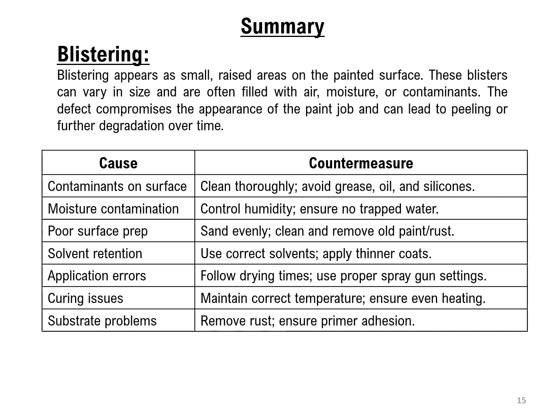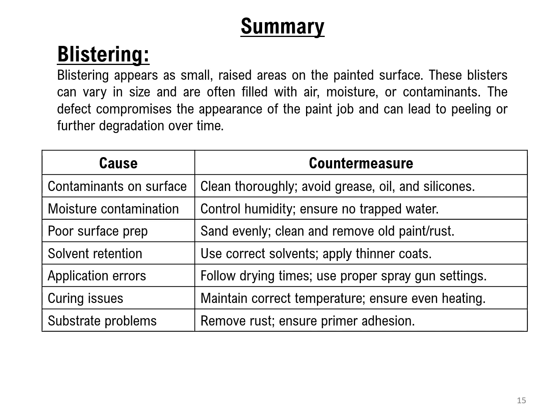Summary of our today's discussions. Blistering appears as small raised areas on the painted surfaces. These blisters can vary in size and are often filled with air, moisture, or contaminants. The defect compromises the appearance of the paint job and can lead to peeling and further degradation over time.